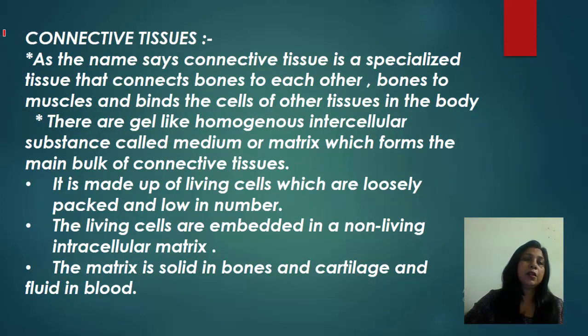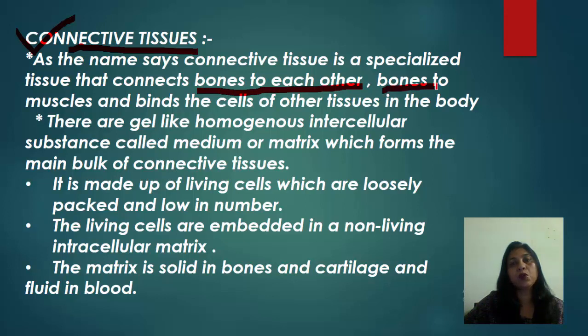Now the next animal tissue is connective tissue. As the name says, connective tissue is a specialized tissue that connects bones to each other, that means bones to bones, connects bones to muscles, and it also binds the cells of other tissues in the body. Now, what are the characteristics of connective tissue?